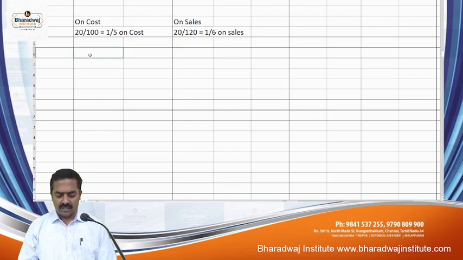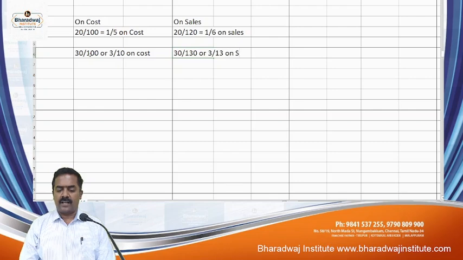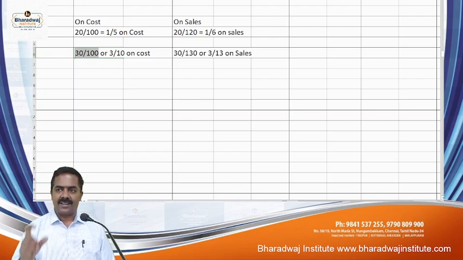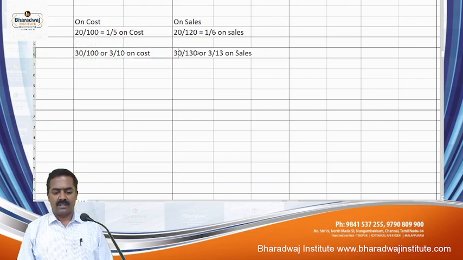Pay attention. If it is 30% on cost, or you can say 3 by 10 on cost, when you go forward, what will you do? 30 by 130. Otherwise, you can call it 3 by 13 on sales. So, why are we adding? Cost plus profit will give us sales. Clear? If 100 is cost, 30 is profit, what will be the selling price? 100 cost, 30 profit, selling price is 130.